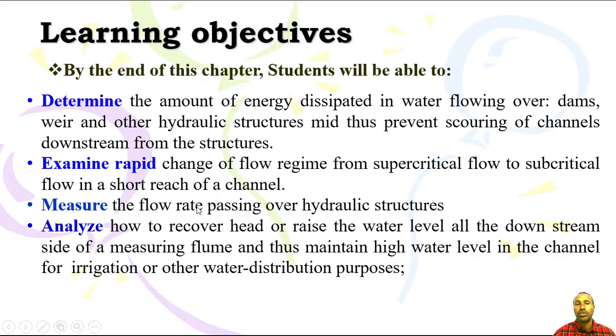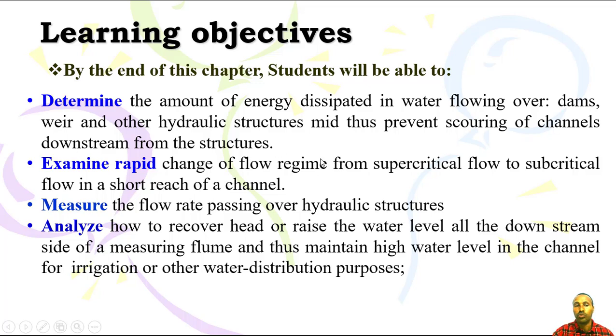So you have learning objectives. By the end of this chapter, you will be able to determine the amount of energy dissipated in water flowing over dams, weirs, and other hydraulic structures, and prevent the scouring of channels downstream from the structures.